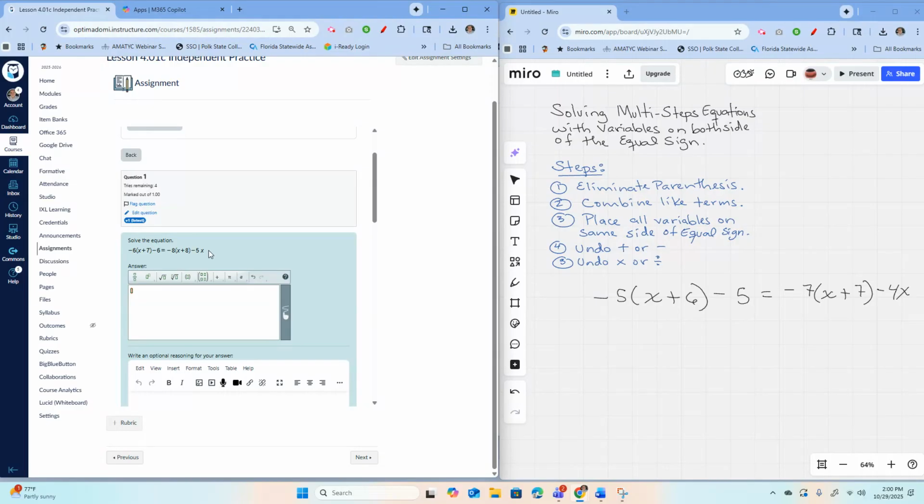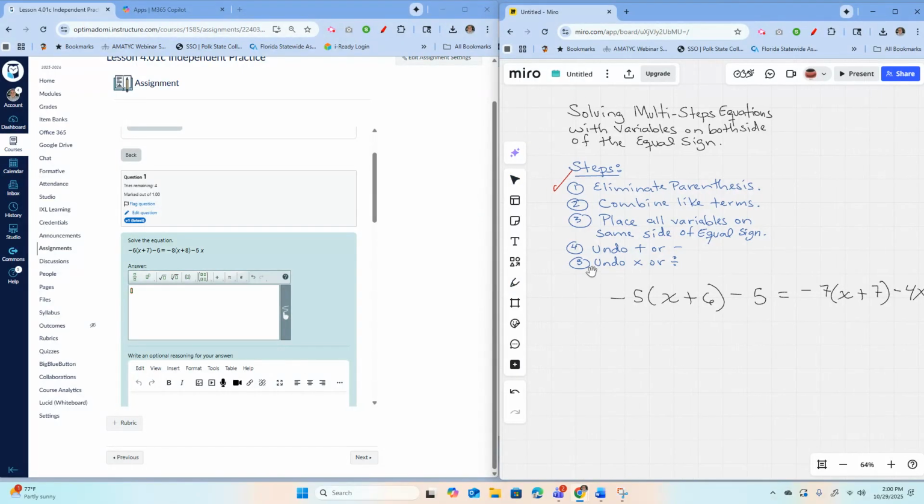So here's problem number one. I did a similar one. Let's follow the steps to the T. Step number one, we are going to eliminate any parentheses. If you observe here, I have a parenthesis.